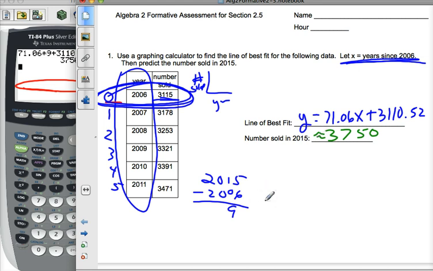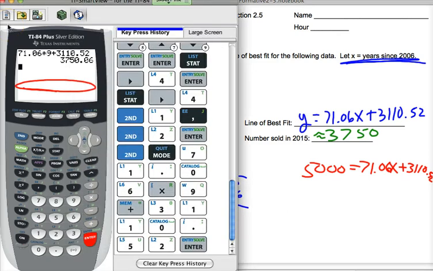What if I wanted to ask a question that went backwards? What if I wanted to say, when would you sell 5,000 based on this linear correlation, this line of best fit? Well, now I put 5,000 in for y, because that's the number sold, and I work backwards, so I'm going to have to subtract the 3,110 over and then divide by 71.06. This is something that could happen on your test where you have to be able to work backwards.